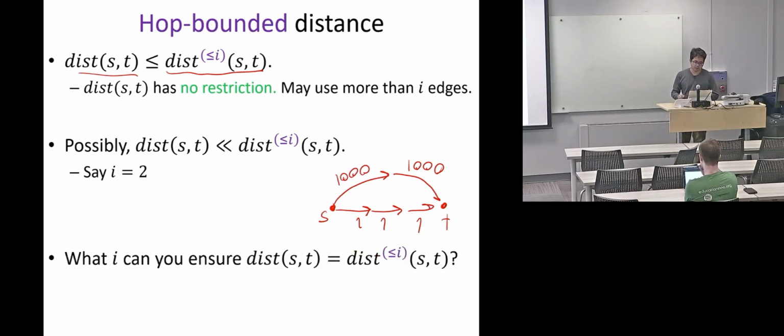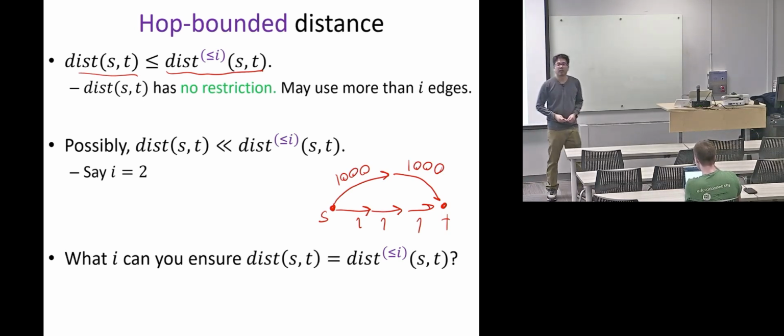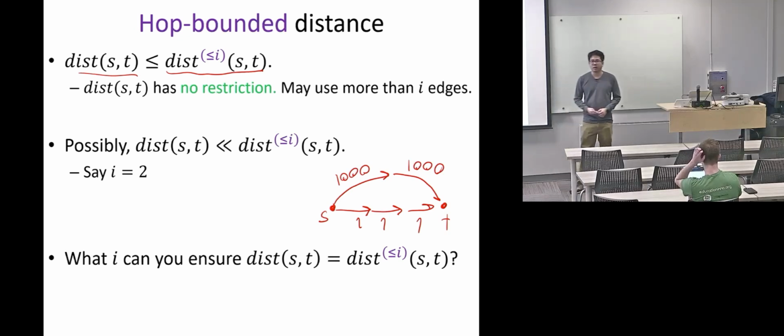So when i is small, it might not be a good distance. But I want to ask: can you choose this i such that you can ensure that this thing is exactly the real distance? The number of edges in the graph. The number of edges would be enough. Why is that? Because unless there's a negative weight cycle, there can't exist a path that uses one edge more than once. Otherwise it wouldn't be optimal, or at least there exists one that is optimal.